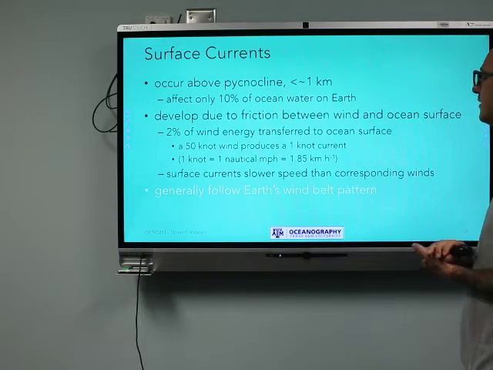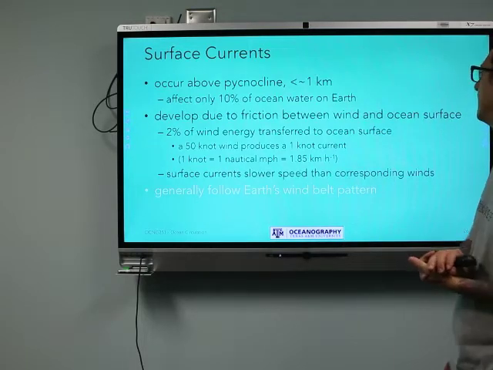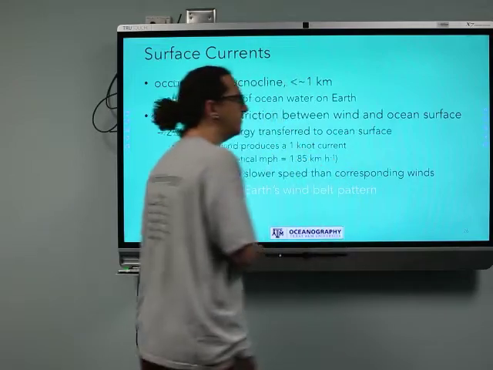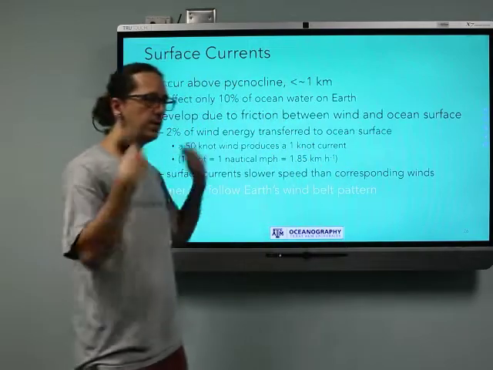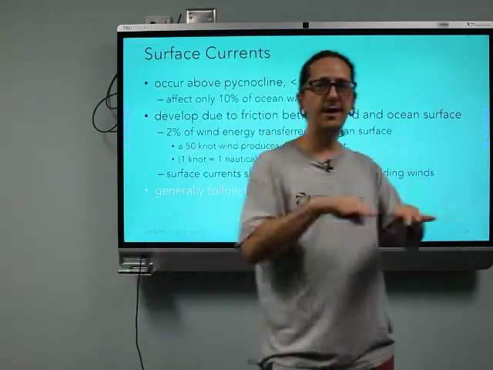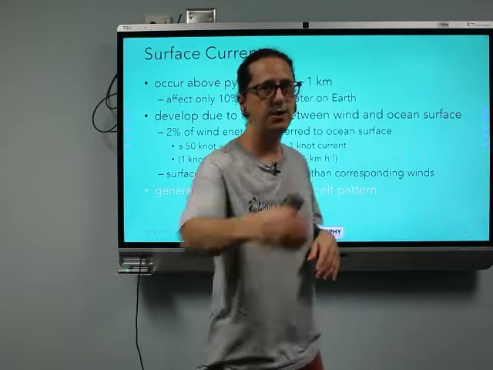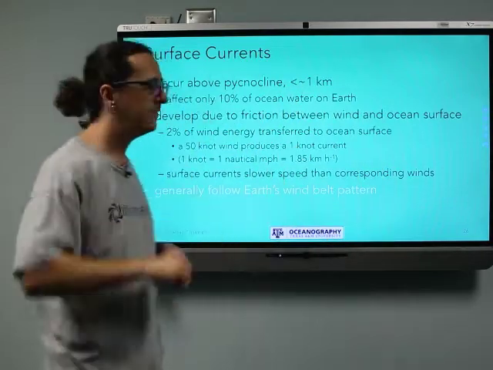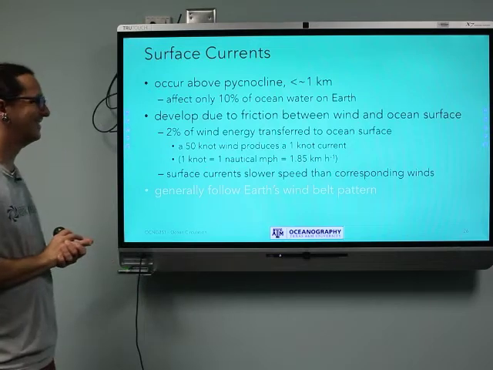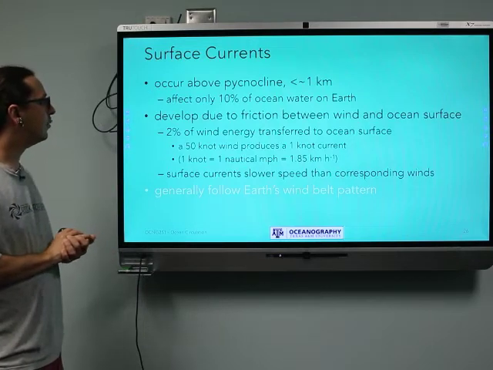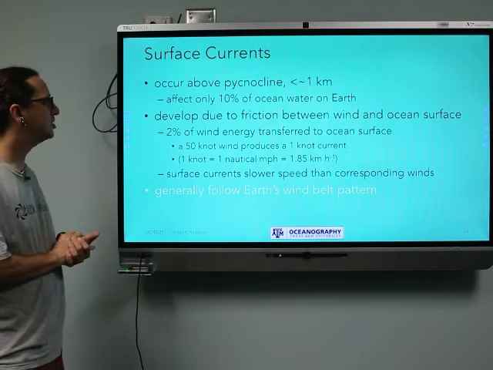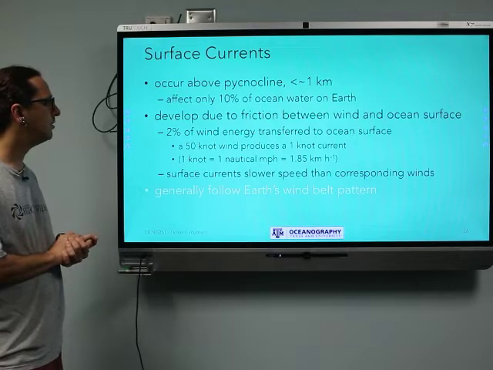These surface currents develop due to friction between wind and the ocean surface. Basically, the wind is blowing, and the ocean surface is right there, and it's liquid, so the wind can move that ocean surface. When it blows on the surface, it creates friction, and it moves the water around. About 2% of wind energy is transferred to the ocean surface.